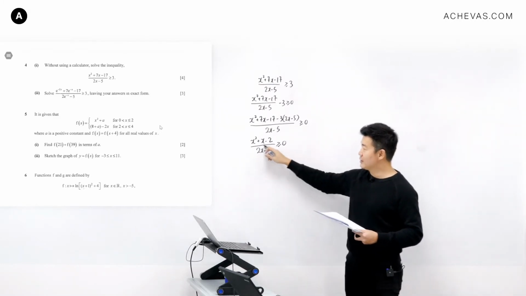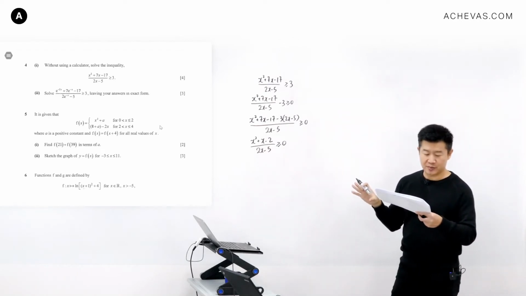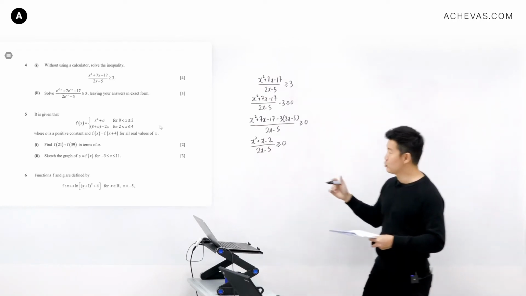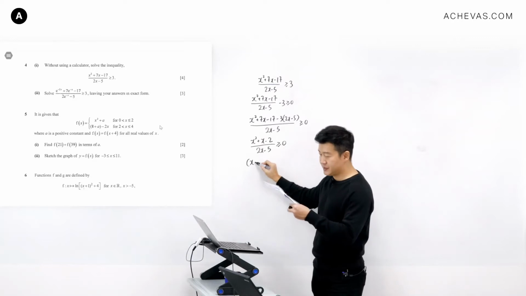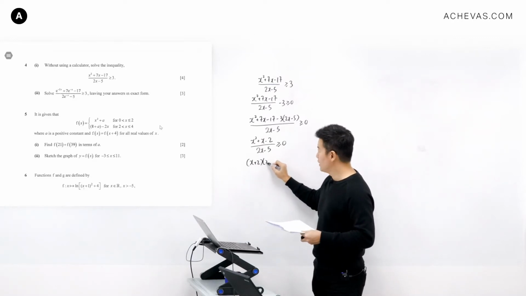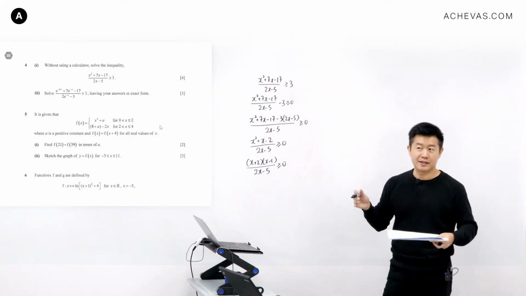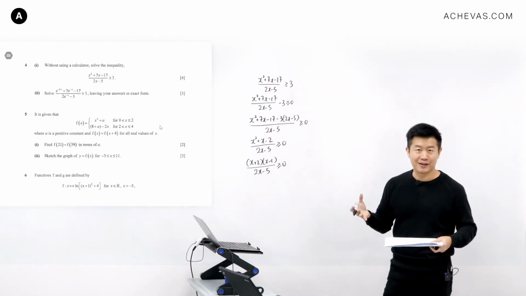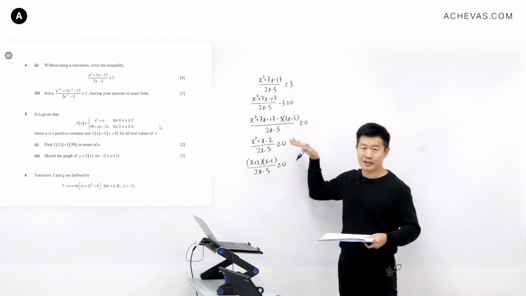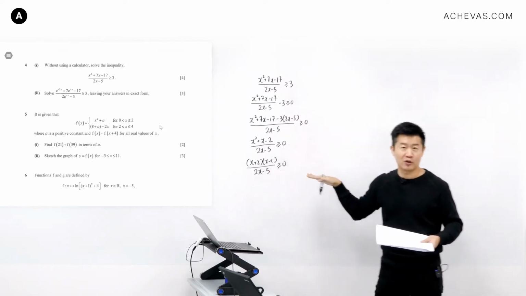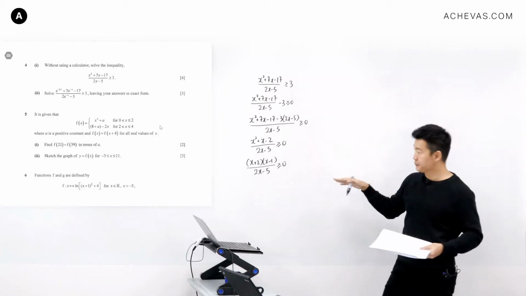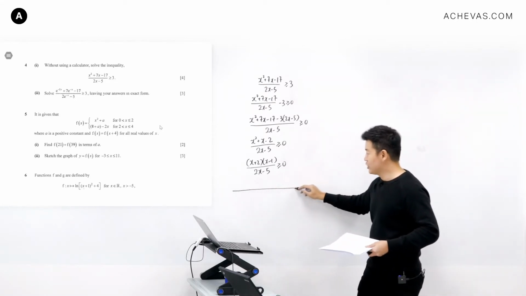The denominator is already linear. I'm not going to touch the denominator. I can factorize the numerator further, and it becomes x plus 2, x minus 1, divided by 2x minus 5, bigger or equal to 0. I guess things still seem pretty okay, right? We didn't see any glitches along the way, and we have already satisfied all the three conditions so far.